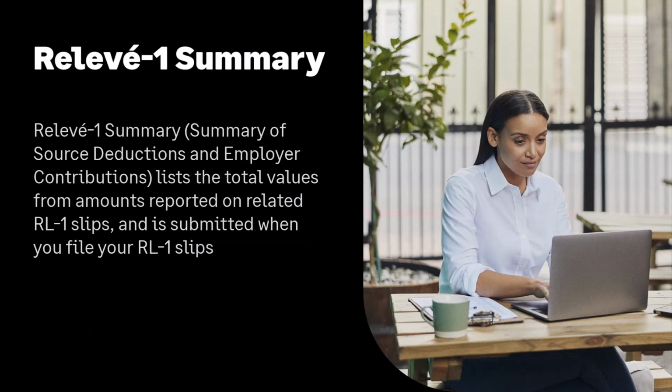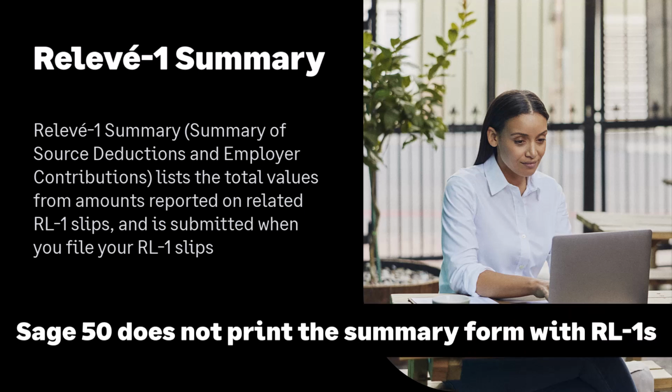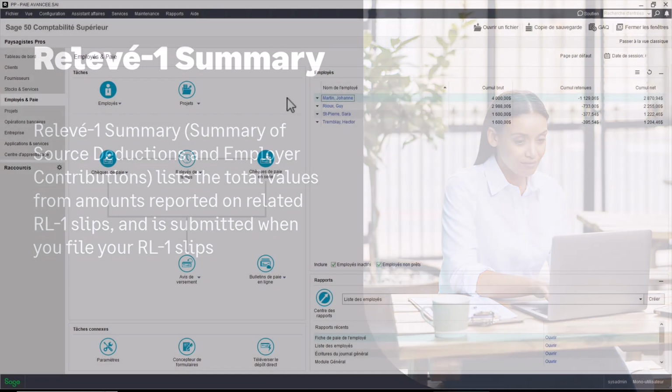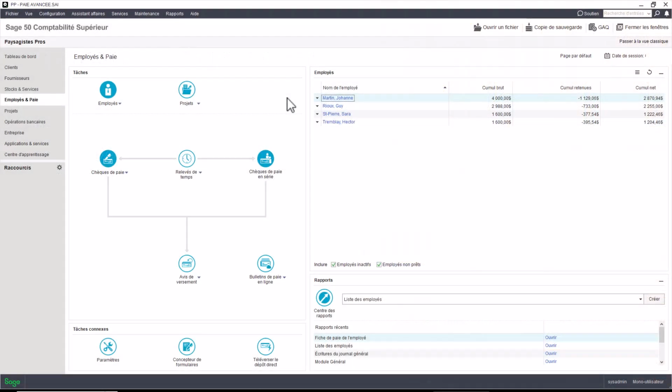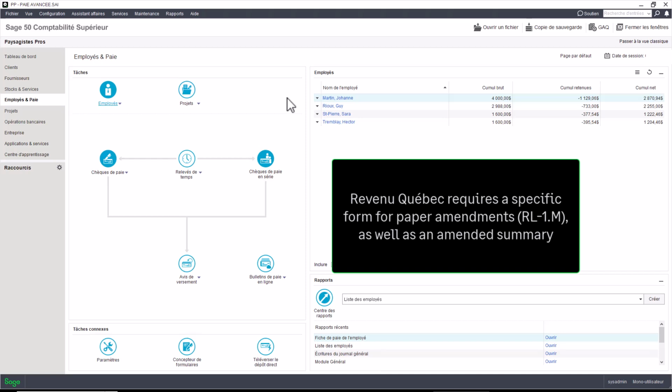An RL1 summary, or the summary of source deductions and employer contributions, lists the total values from amounts reported on related RL1 slips, and is submitted when you file your RL1 slips. Sage 50 does not print this summary form with your RL1 slips. You can fill in this form on the Revenu Quebec website, or print out the form from the website, fill in the information and mail it in. Revenu Quebec requires a specific form for paper amendments, the RL1.m, as well as an amended summary.